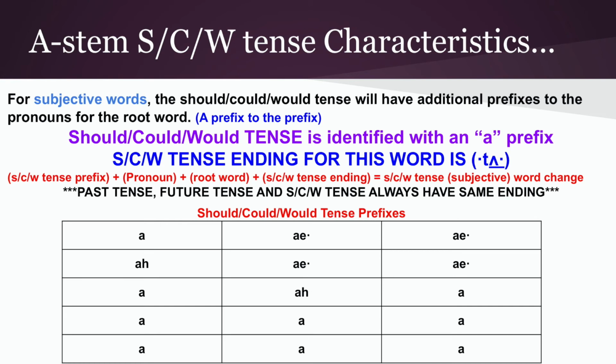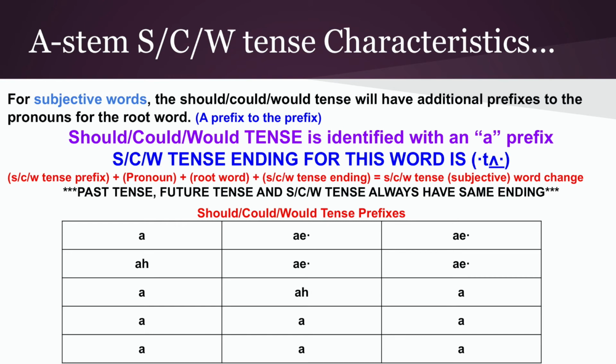Two males is an AH. We've noticed in the past, future, and should, could, or would, it's always whatever that prefix is plus an H. So same thing here. Remember in the past tense, it was WA. In the future, it was UN. In the should, could, or would tense, it's AH, okay? The rest of the second column for two females or me and someone else, it's A. And then for the third column, the bottom three are also A.